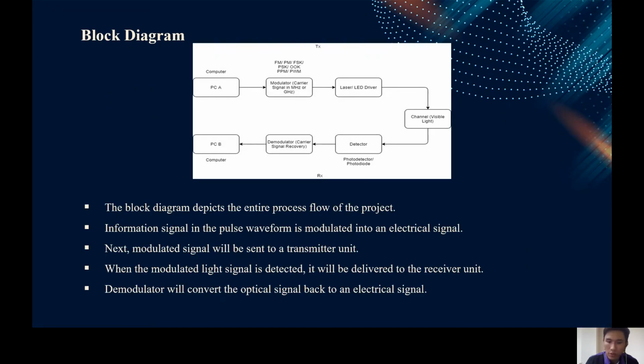Okay, the block diagram depicts the entire process flow of the project. First, the information signal in the pulse waveform is modulated into an electrical signal using an electrical modulator. After that, the modulated signal will be sent to a transmitter unit which consists of another modulator with array-wide LEDs. When the modulated light signal is detected, it will be delivered to the receiver unit. The demodulator will convert the optical signal back to an electrical signal once the photodetector has detected the light signal. The electrical signal is then converted to a pulse waveform by the electrical demodulator.